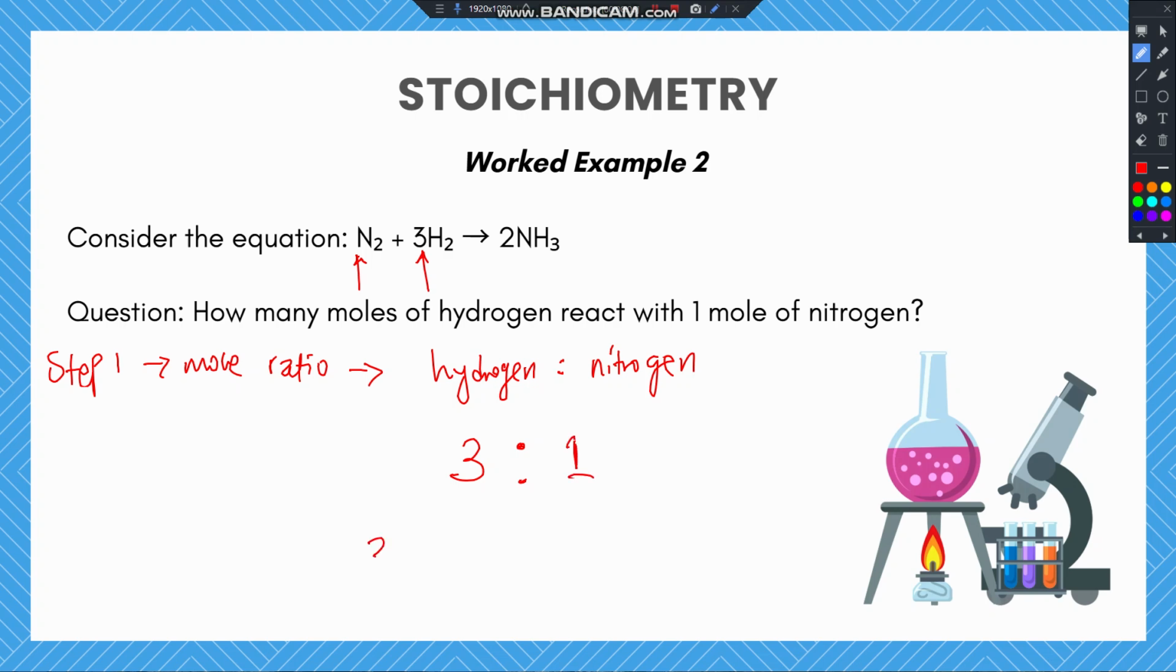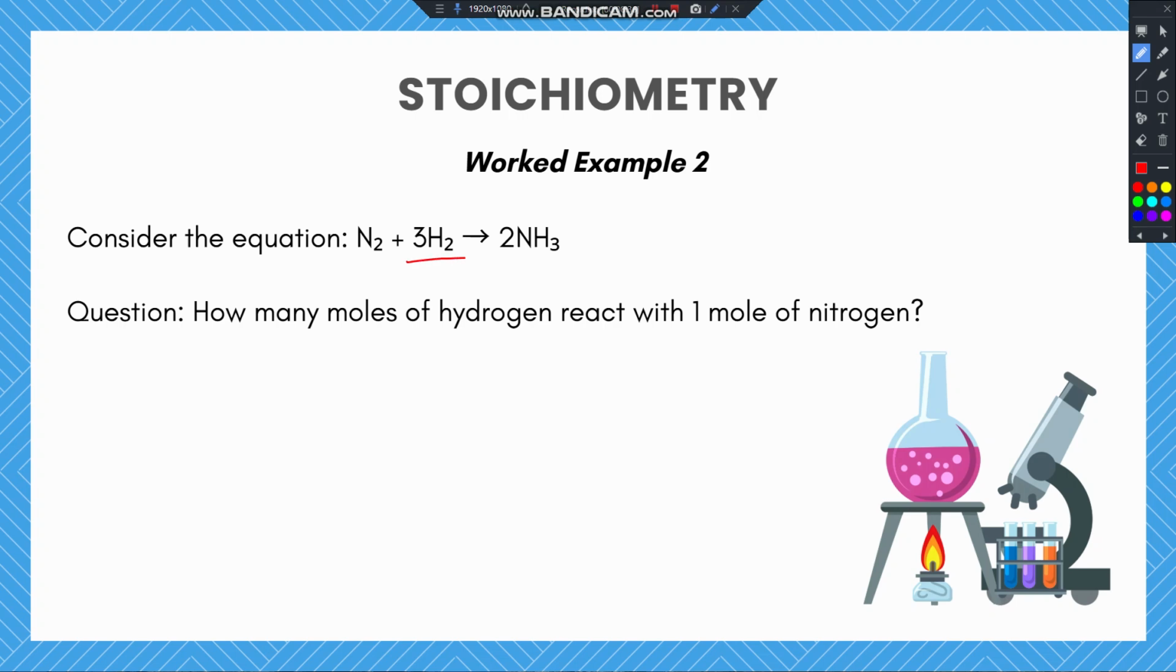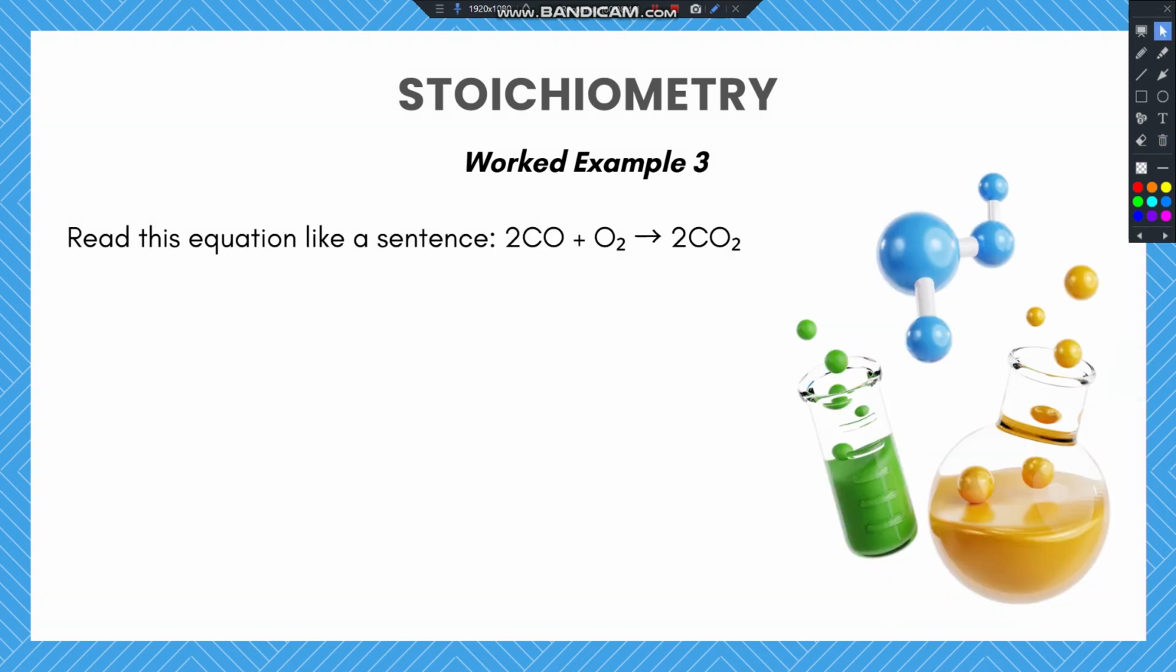So this simply means 3 moles of hydrogen, I beg your pardon, not nitrogen, 3 moles of hydrogen reacts with 1 mole of nitrogen. So that simply answers our question. How many moles of hydrogen react with 1 mole of nitrogen? 3 moles of hydrogen. So can you see how the mole ratio was used to get the answer? Let's move on to example number 3.